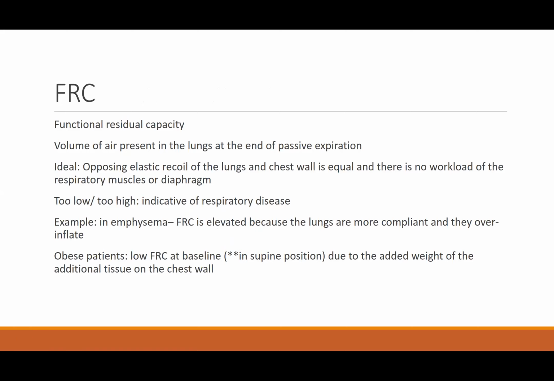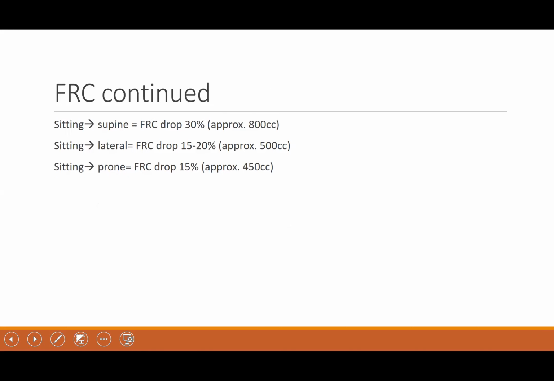Okay, so this is just a quick explanation of what functional residual capacity is, and essentially it is the volume of air present at the end of passive expiration. I'm not going to go into very much detail with functional residual capacity, but I put it in here because I wanted you to see this slide right here. And this is what happens when we change people from position to position. So you'll notice that when we're in a supine position, these are the two that I really wanted to compare.